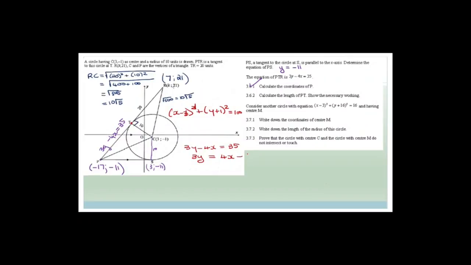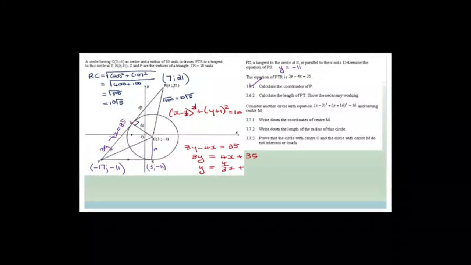So the first thing we need to do is find point T. And the only way we can do that is to simultaneously equate this equation of the circle with this equation of the straight line. That's the only way we're going to find T. So let us do that. We have to rearrange this equation. So it becomes 3y minus 4x is equal to 35. So do you agree that 3y is equal to 4x plus 35. Therefore, y is going to be 4 over 3x plus 35. I'm pretty sure I don't have to only do that. There must be a quicker way.